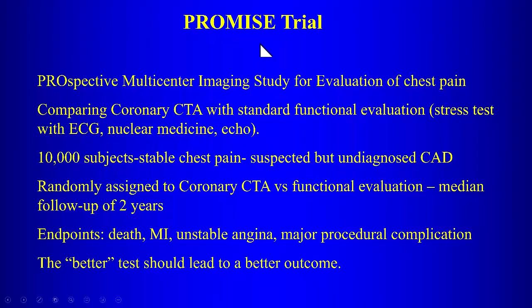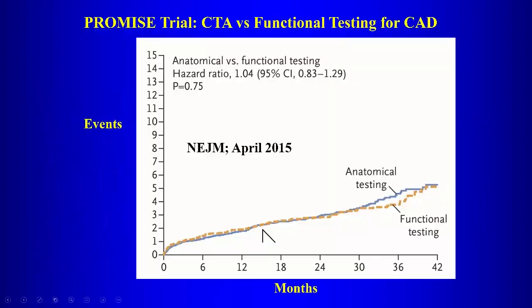So there was this PROMISE trial that was done a few years back, where they compared coronary CTA with standard functional evaluation: stress test, nuclear medicine, stress echo, etc. 10,000 people were in this test, with suspected but undiagnosed coronary artery disease. They were randomly assigned to coronary CTA versus functional evaluation, with follow-up of 2 years. Endpoints were death or any kind of cardiac event. So the better test should have led to a better outcome.